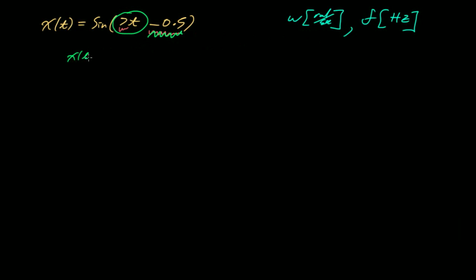Remember that the general form of our cosine is amplitude K cosine of omega t plus my phase angle, and that omega is equal to 2 times pi times f. All I want is omega and the frequency, so I don't have to change this into a cosine. I can just work with this directly.